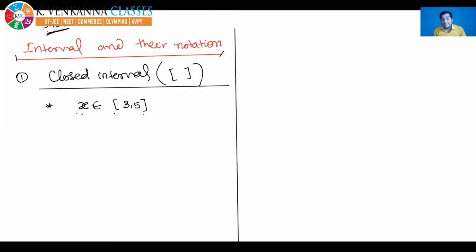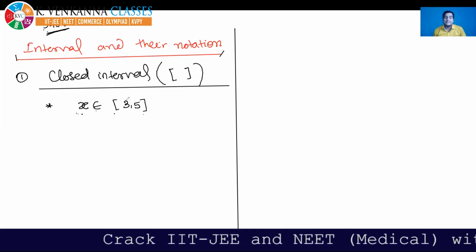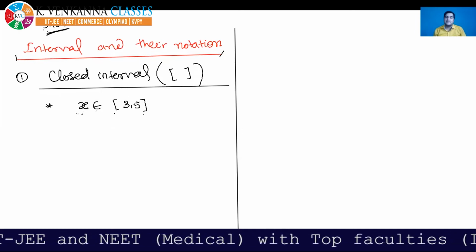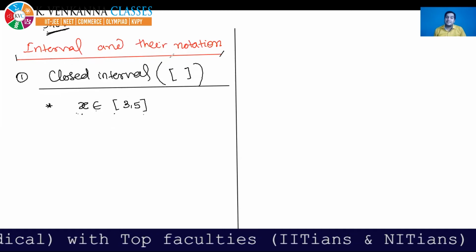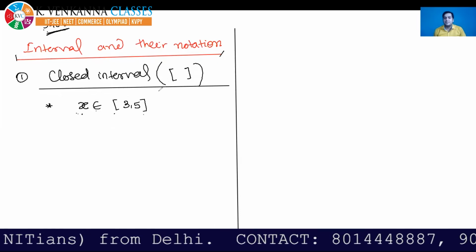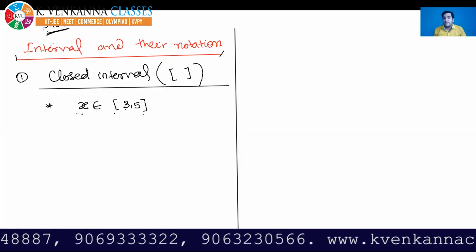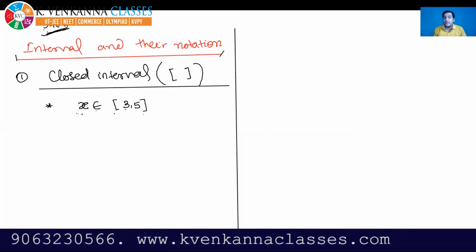That means x can take the value of 3.1, x can take the value of 3.2, x can take the value of 3.9, x can take the value of 4, x can take the value of 4.3, x can take the value of 4.9, etc. So x can take any value between 3 and 5. X is moving from 3 to 5.